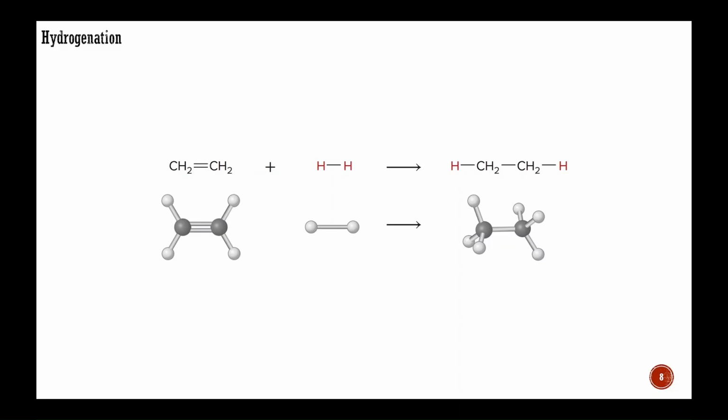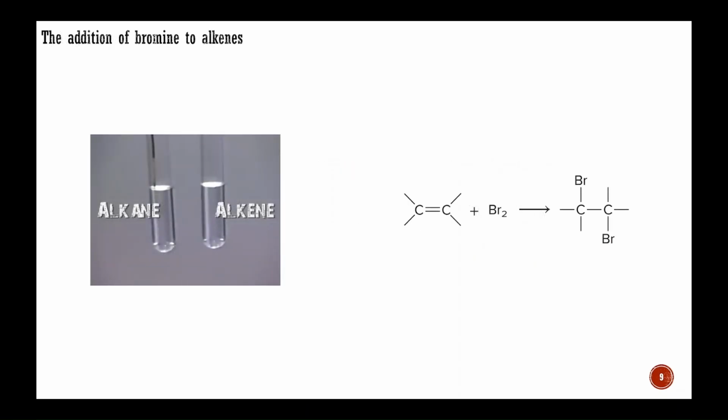In industry, a similar hydrogenation reaction is used to convert unsaturated vegetable oils into saturated fats. Additionally, the addition of bromine to alkenes serves as the basis for a well-known color test for the presence of carbon-carbon double bonds, a method that is still widely used today. In the experiment shown, the test tube on the left contains a compound with no carbon-carbon double bonds, so the bromine does not react and retains its characteristic brown color. In contrast, the test tube on the right contains a compound with a double bond, which reacts with bromine, causing its orange-brown color to disappear.